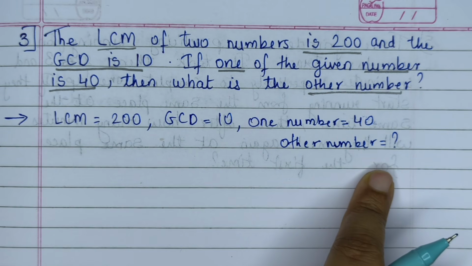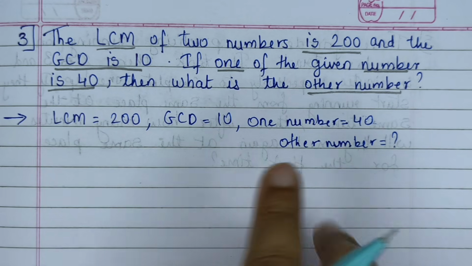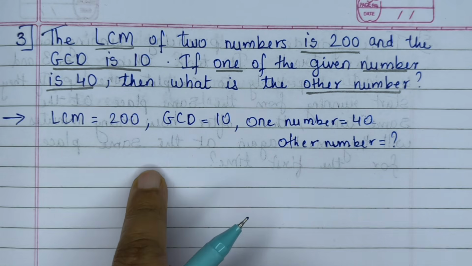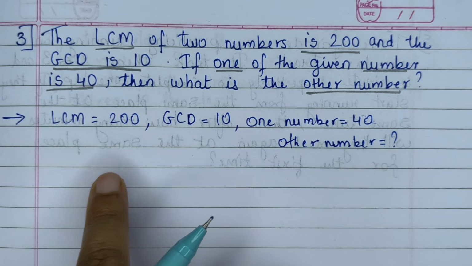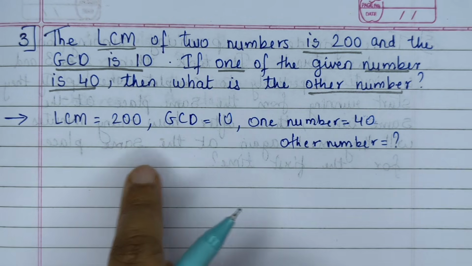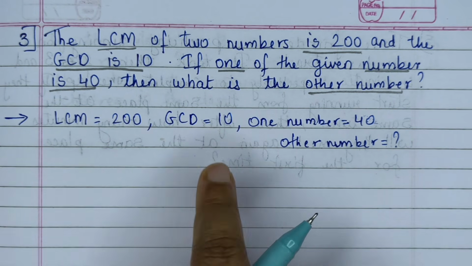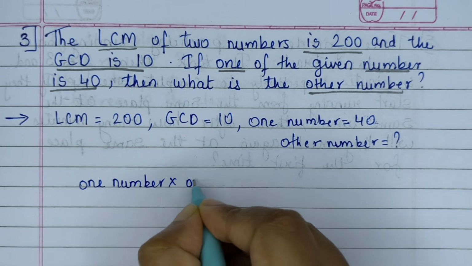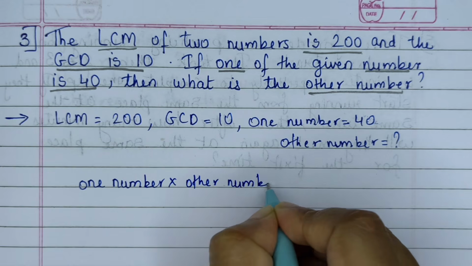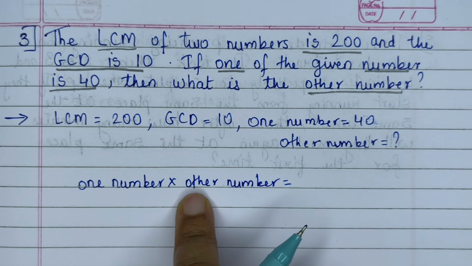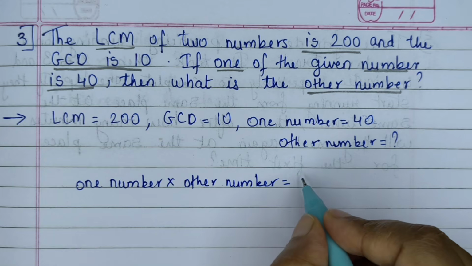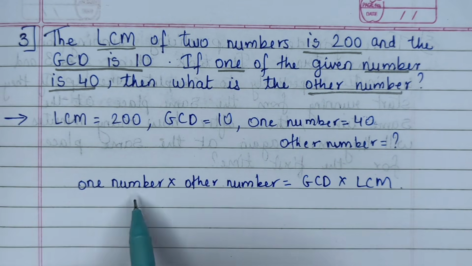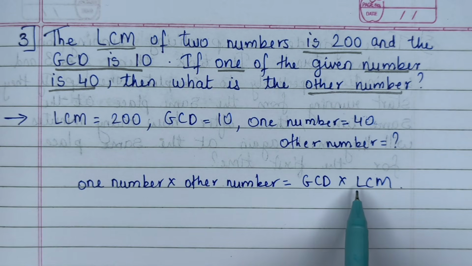Understood? Here again we will use the formula I told you last time. Product of the two numbers. Two numbers means here we can use one number and the other number. Product means multiplication. So instead of product of the two numbers, you can write one number multiplied by other number. The formula is: product of two numbers is equal to GCD into LCM. You can also write it like that: one number multiplied by another number is equal to GCD into LCM.